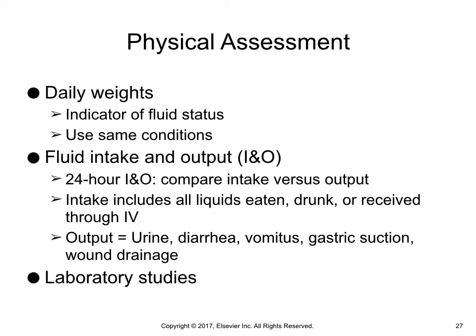Fluid output includes urine, diarrhea, vomitus, gastric suction, and drainage from post-surgical wounds or other tubes. Measure a patient's urinary output after each voiding. Instruct patients who are alert, oriented, and ambulatory to save their urine in a calibrated insert, which attaches to the rim of the toilet bowl. Teach patients and families the purpose of intake and output measurements.